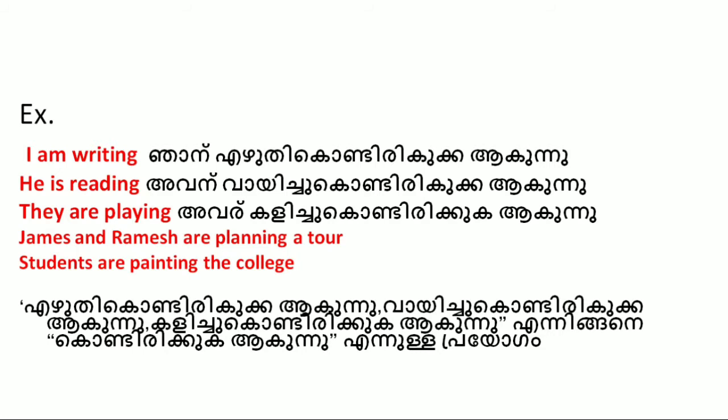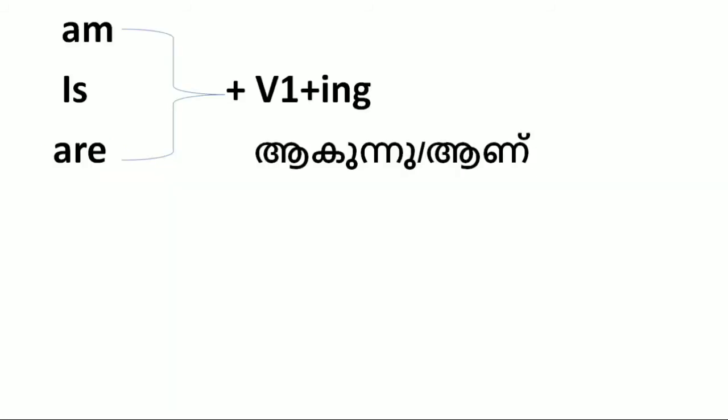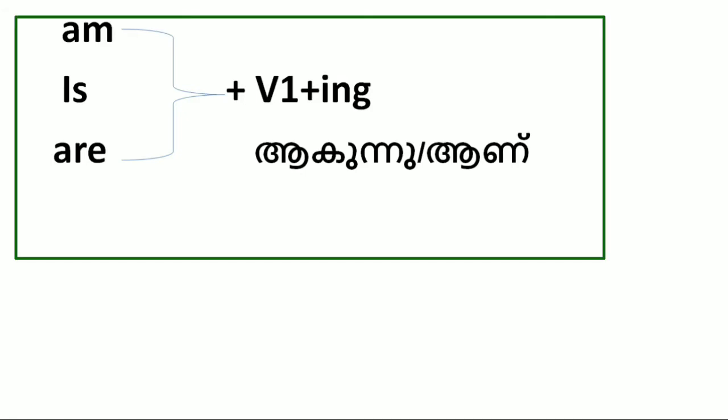When we discussed auxiliary verbs in English, we discussed the first three auxiliaries: am, is, are plus v1 plus ing. This usage of am, is, are along with the ing form of the verb is known as present continuous tense or present progressive tense. That means we have discussed am, is, are plus v1 plus ing form.